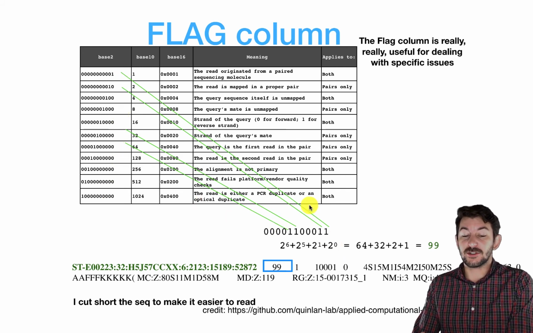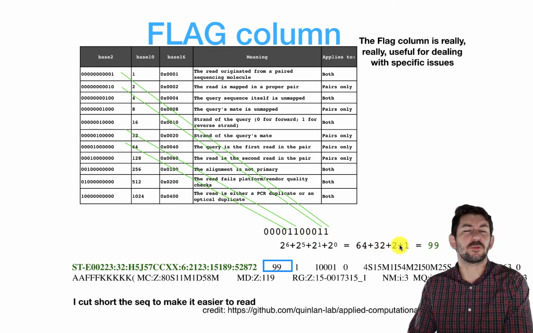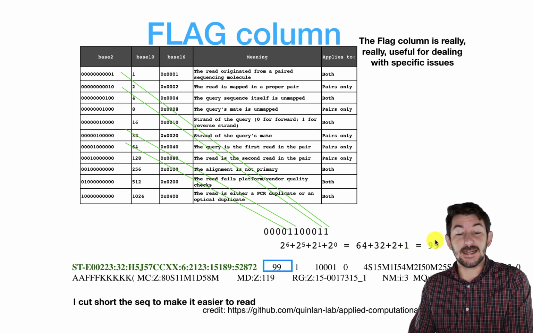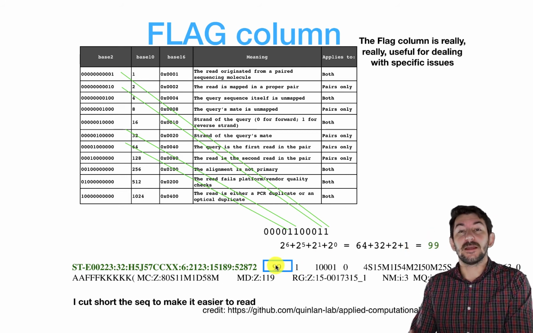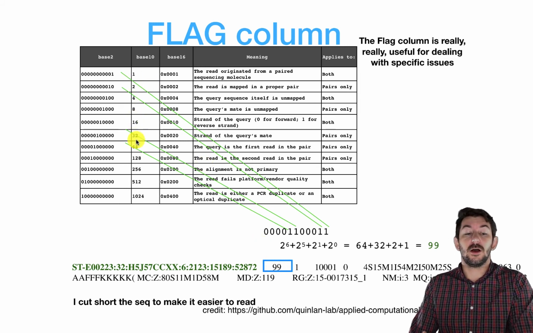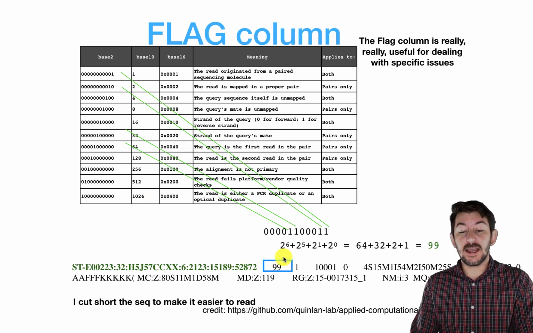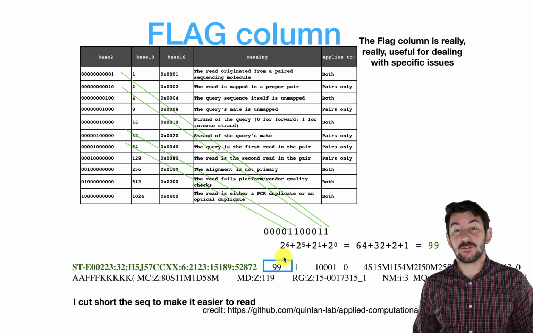So here we've got 2 to the 0 plus 2 to the 1 plus 2 to the 5th plus 2 to the 6th. That's 64 plus 32 plus 2 plus 1, which is 99. Our flag score is 99. There is no other way to get 99 except this combination of components. And so this is a ton of information all contained within just a couple digits.